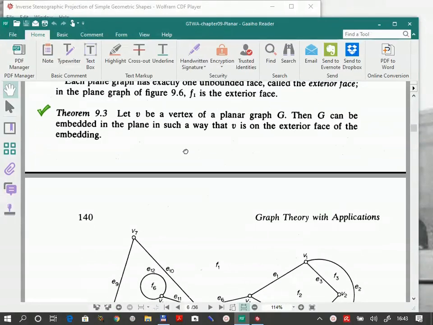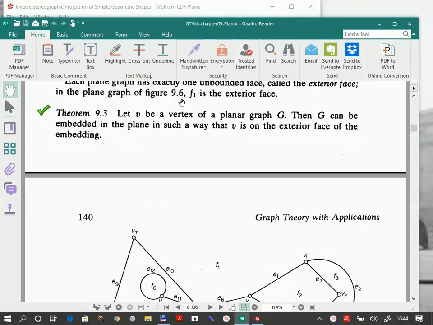How can you do that? Think that you have a vertex which is not on the exterior face. Say something like this. Okay, so this vertex is not on the exterior face. The exterior face is this one, all right? But how can you do so that it becomes the vertex? Let's complete it like this so it will be easier to recognize it, okay? A, B, C, D, E. So what can I do?